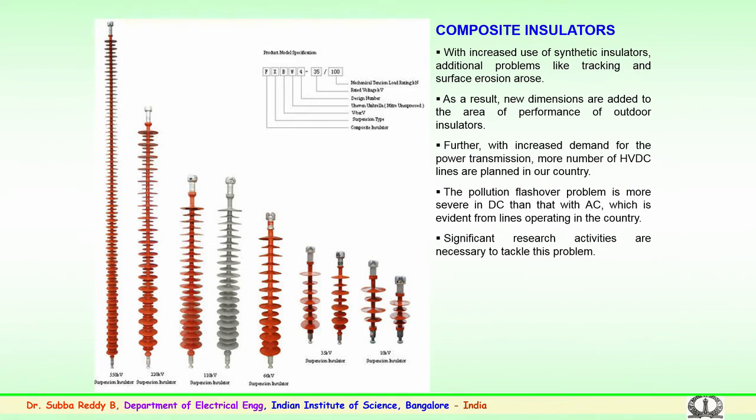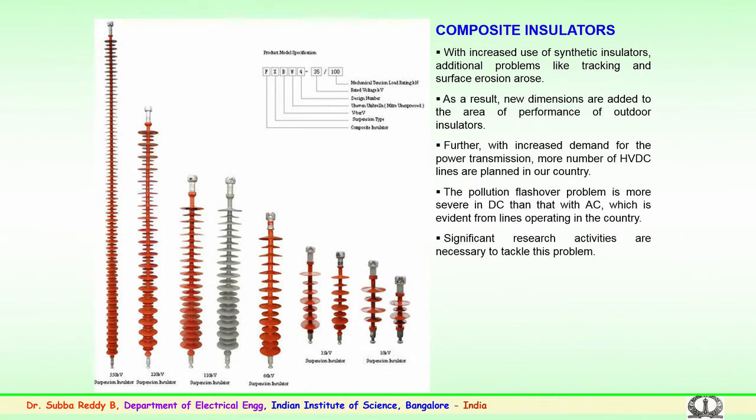Here again, as the voltage level goes above 400 kilovolts, as mentioned, the pollution or contamination phenomenon is a very important aspect to be considered for the design of line insulation. The pollution flashover problem is observed to be much more severe in the case of DC than with alternating voltage, which is evident from the practical lines operating in the country.